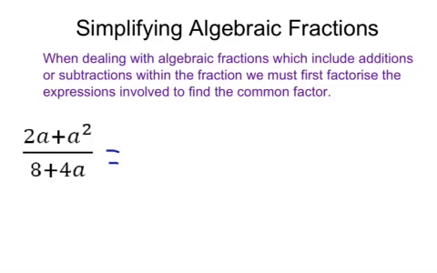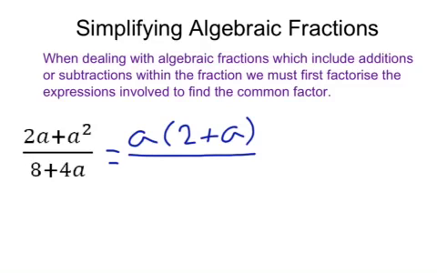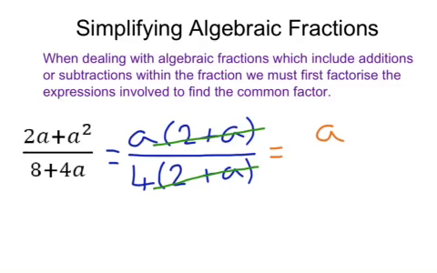So on the top we see that there is an a in both parts, so we factorize out the a and we get left with 2 plus a. On the bottom we see that 4 goes into both parts, so the 4 goes out the front of the fraction, and inside 4 times 2 is 8, and we need an a. Now we have our common factor on the top and the bottom. The 2 plus a appears on both the top and the bottom, and that leaves us with just a over 4 as our final answer.